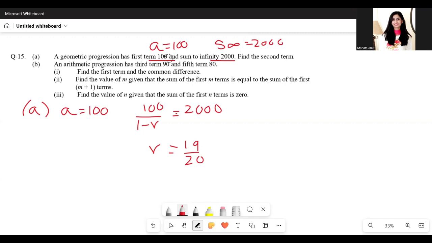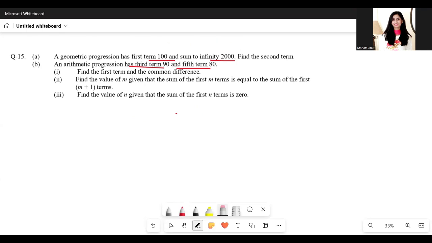Part B says that an arithmetic progression has third term 90 and the fifth term is 80. Okay, let's write these down in terms of equations. The third term is 90. What's the third term formula? A plus D times n minus 1. N is 3, so it's 3 minus 1, so 2D. The equation for the third term is 90 equals A plus 2D.